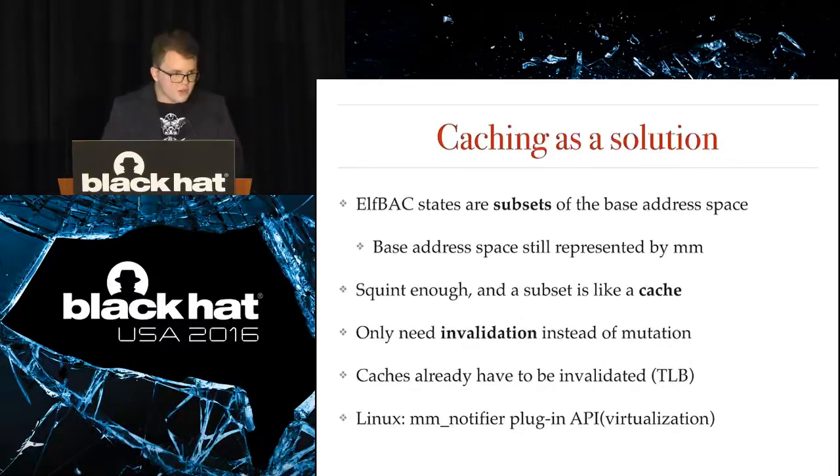And because there is already a complicated hierarchy of caching, and that has changed a lot while Linux was under development, there is a flexible API in the Linux kernel called the notifier plugin API that allows you to hook in custom invalidation mechanisms for different caches.